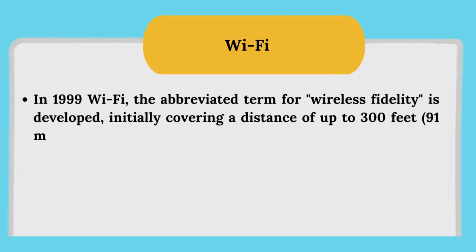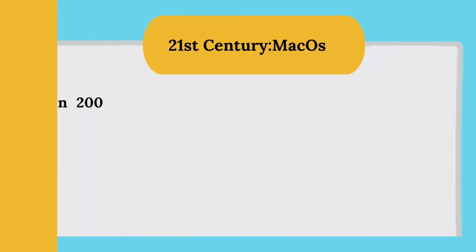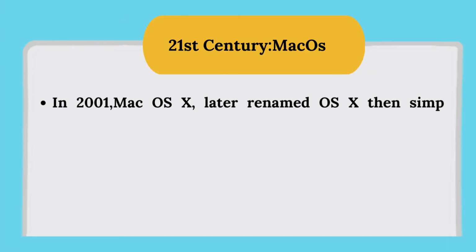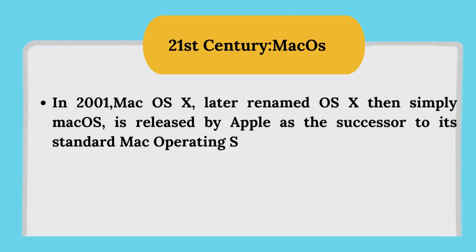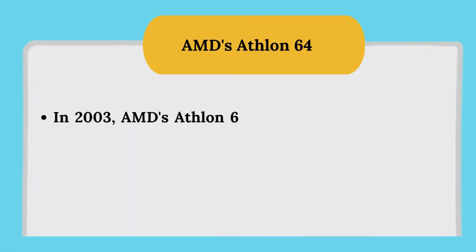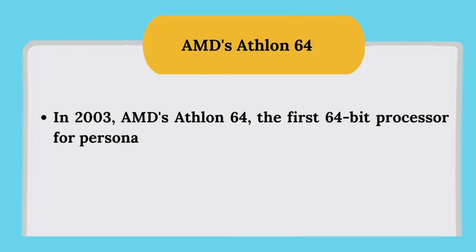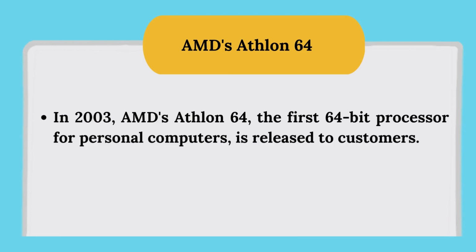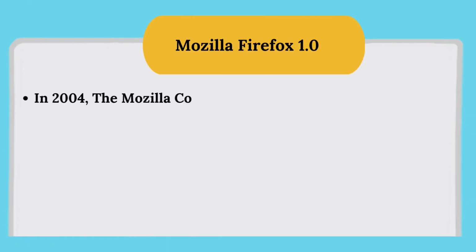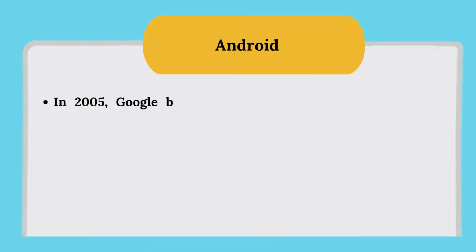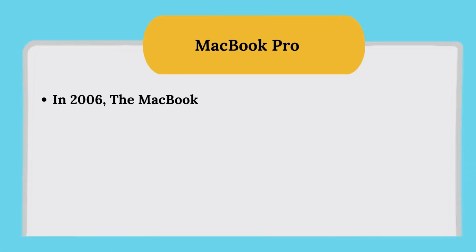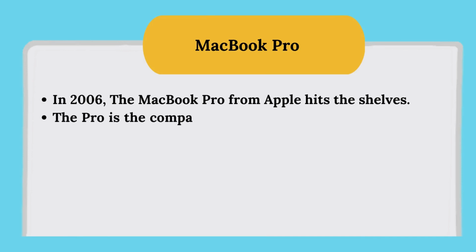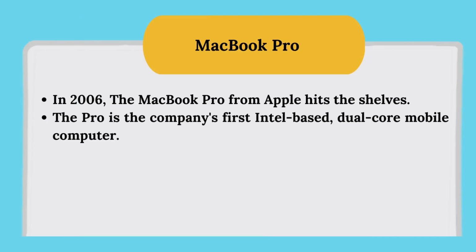Wi-Fi is an abbreviation of wireless fidelity. In 2001, Mac OS X, later renamed OS X, then simply Mac OS, was released by Apple as the successor to its standard Mac operating system. In 2003, AMD's Athlon 64, the first 64-bit processor for personal computers, is released to customers. In 2004, the Mozilla Corporation launches Mozilla Firefox version 1. In 2005, Google buys Android, a Linux-based mobile phone operating system. In 2006, the MacBook Pro from Apple hits the shelves. The Pro is the company's first Intel-based dual-core mobile computer.